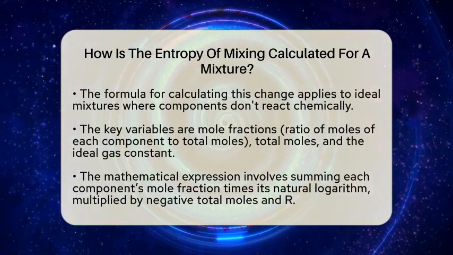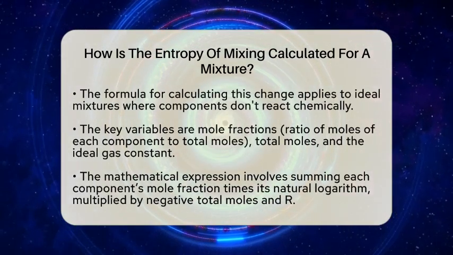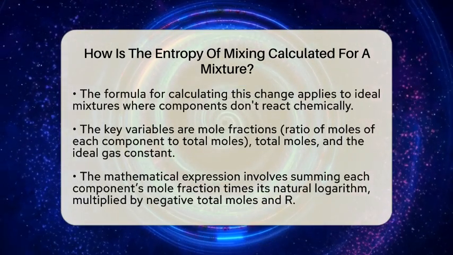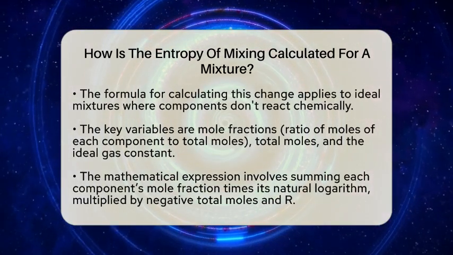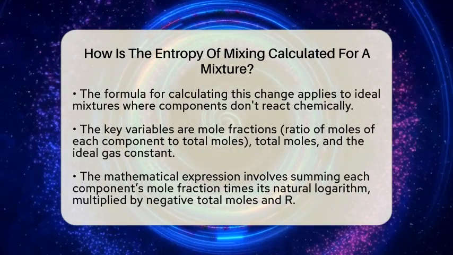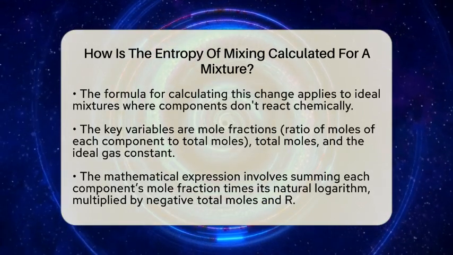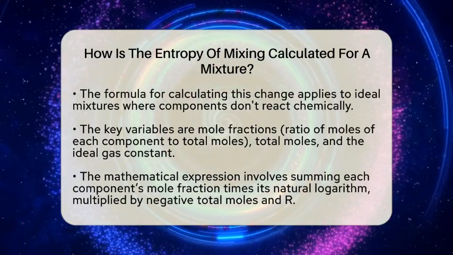The formula for the change in entropy due to mixing is: the change in entropy equals negative the total number of moles times the ideal gas constant times the sum of each component's mole fraction times the natural logarithm of that mole fraction.